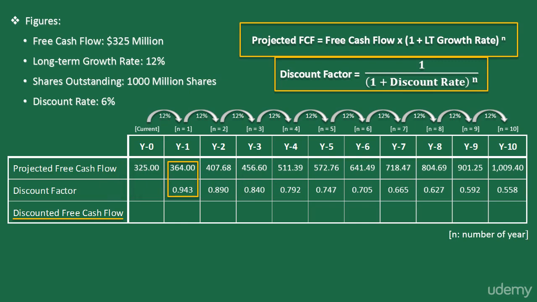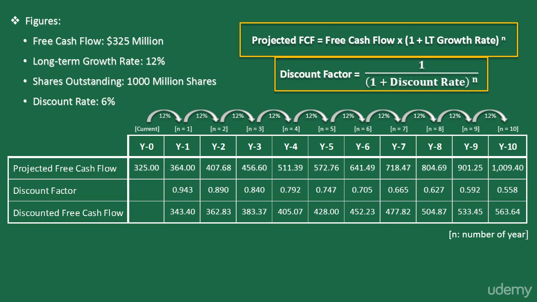364 times 0.943 equals 343.4. This is the discounted free cash flow of the first year. 407.68 times 0.89 will have the discounted free cash flow of the second year equal to 362.83. For the third year, we'll do the same. 456.6 times 0.84 will have 383.37. We'll keep doing this to calculate the discounted free cash flows of the next 7 years.